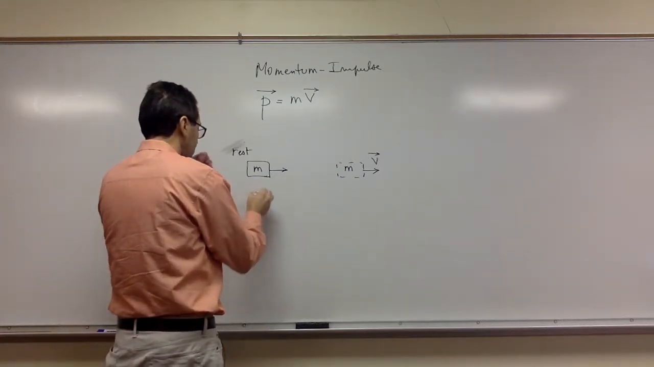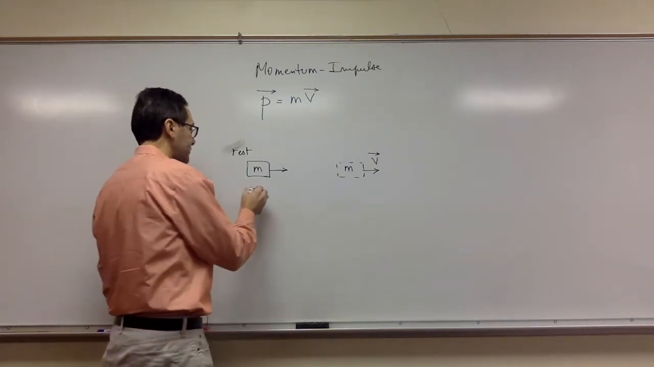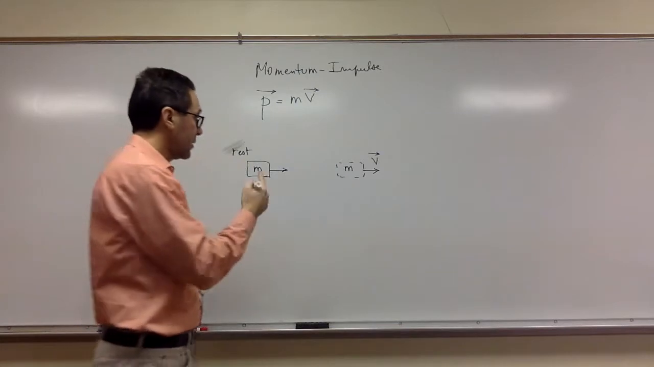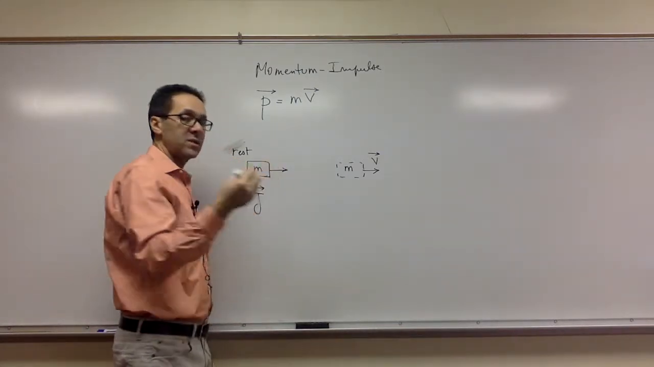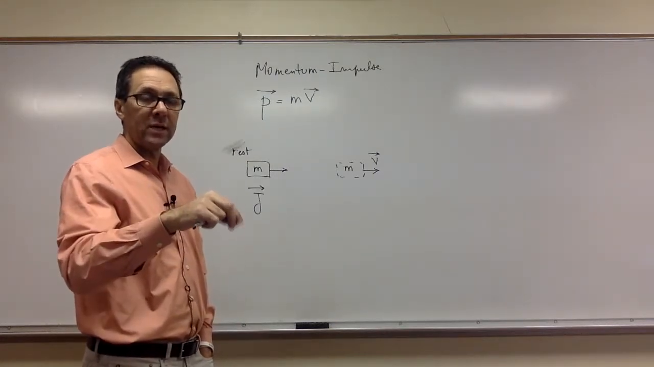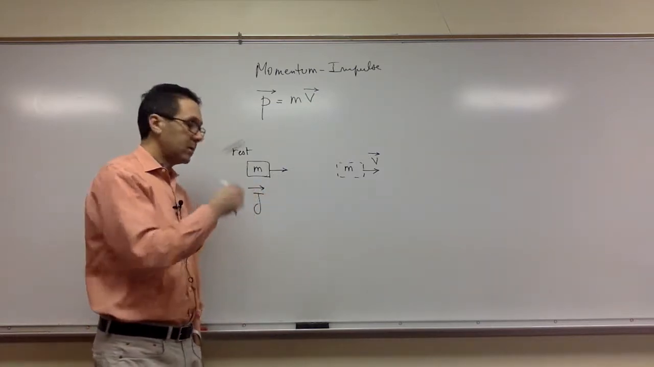An impulse, again, we don't call it I, we call it J, is also a vector quantity. If you think about it, you're going to apply a force in a certain direction. So force is a vector. Time is not. But if you multiply the time, which is a scalar, and the force, which is a vector, you should end up with a vector quantity.